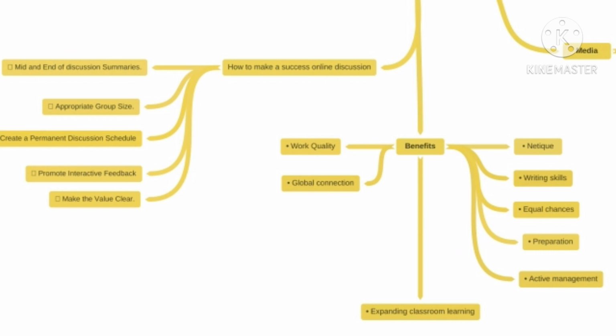So how to make a successful online discussion? The first one is to summarize the main end of the discussion. Then, appropriate group size. Create a permanent discussion schedule. Promote interactive feedback and make the value clear.